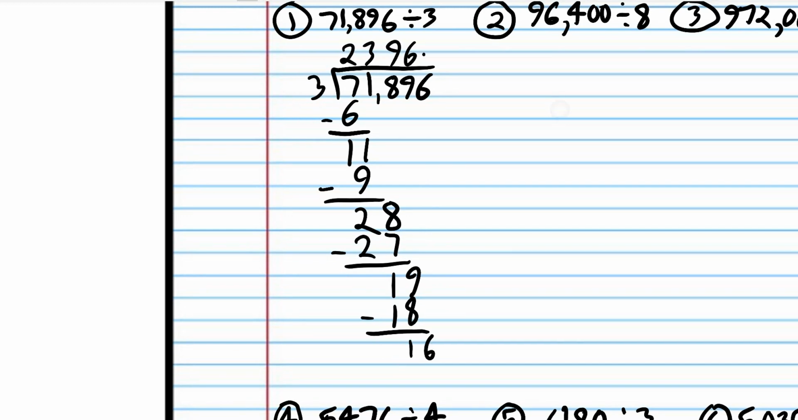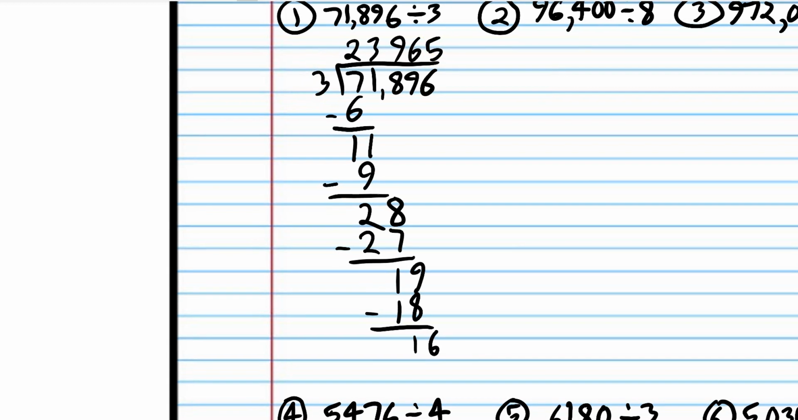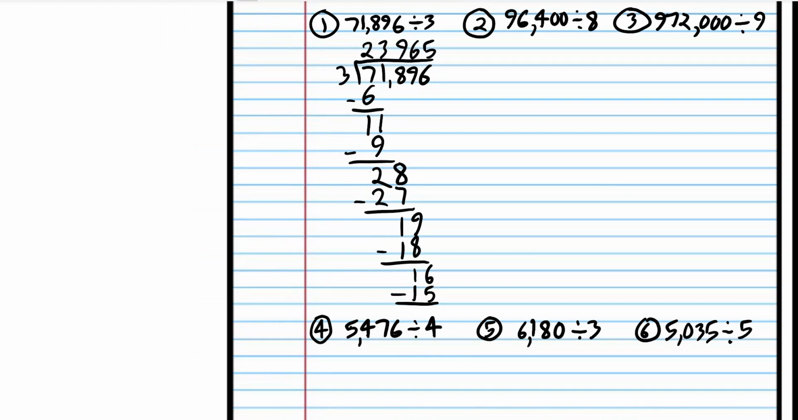It goes 5 times. And how do I calculate these numbers so quickly? Well, I know my math facts. I hope you know your math facts. 3 times 5 is 15. And 16 minus 15 is 1. So in this problem, we had a remainder of 1. And we know not to keep going because we don't have any more numbers to drop down. So the final answer is 23,965, remainder 1. All right.